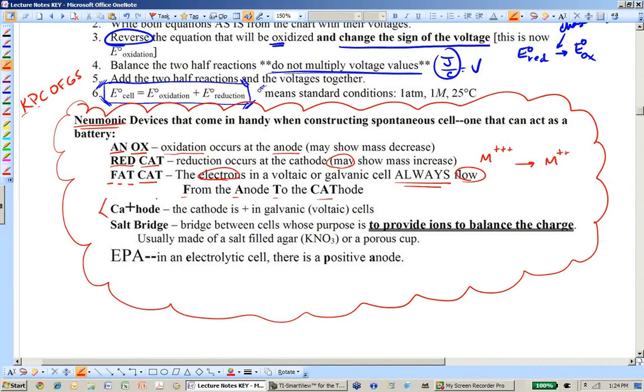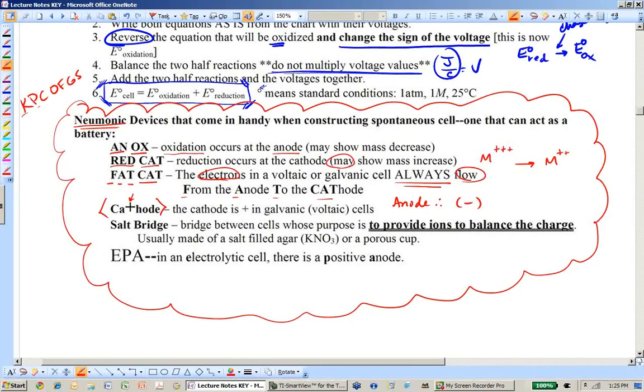The word cathode itself, if you write it like a second grader, that T looks like a plus sign. So the cathode is positive in a galvanic or voltaic cell, and that means that the anode must be negative. Anode, therefore, is negative.